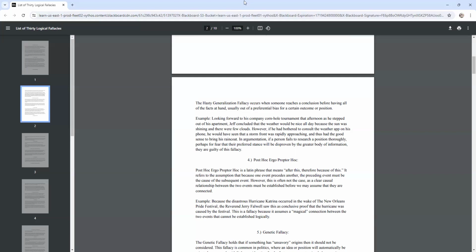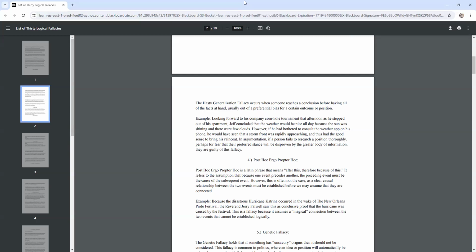However, if he had bothered to consult the weather app on his phone, he would have seen that a storm front was rapidly approaching and thus had the good sense to bring his raincoat. In argumentation, if a person fails to research a position thoroughly, perhaps for fear that their preferred stance will be disproven by the greater body of information, they are guilty of this fallacy.